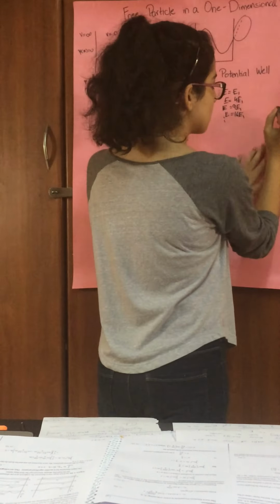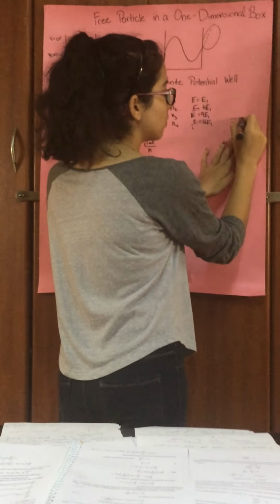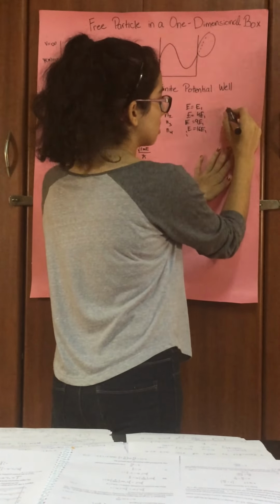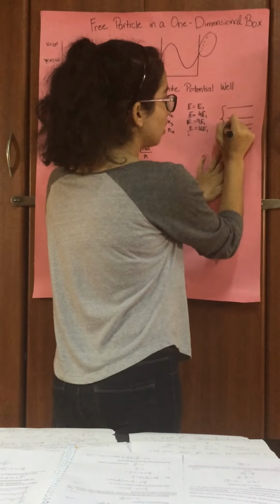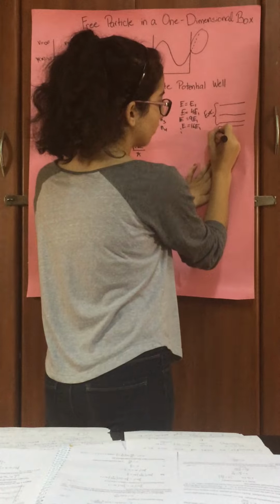So you can actually draw this as a diagram where you would get, suppose this is E1, then this would be 4E1, this would be 9E1, this would be 16E1, and these three would represent the excited states, and this would represent the ground state.